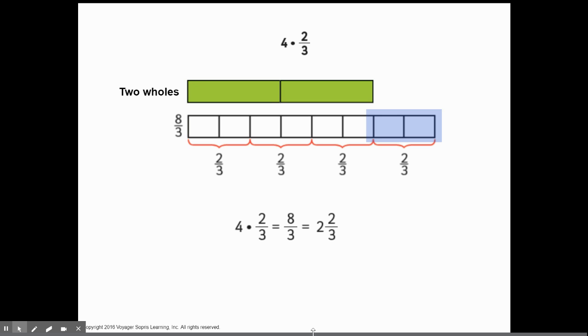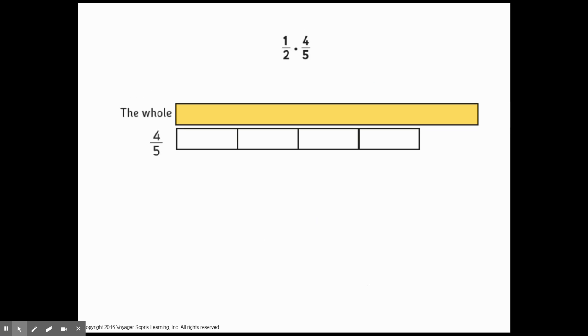Now let's multiply a fraction by a fraction. Multiplying 1/2 by 4/5 is the same as taking half of 4/5. We'll begin by showing the rods for the whole and the fraction 4/5. There are 4 rods in 4/5. So half of 4 parts is 2 rods. So 1/2 times 4/5 is 2/5.